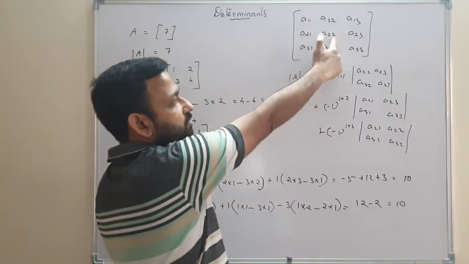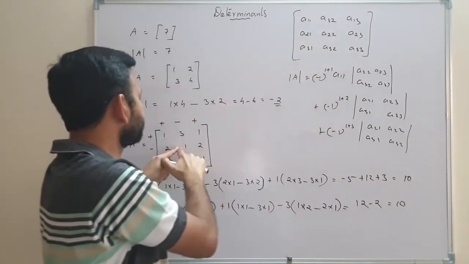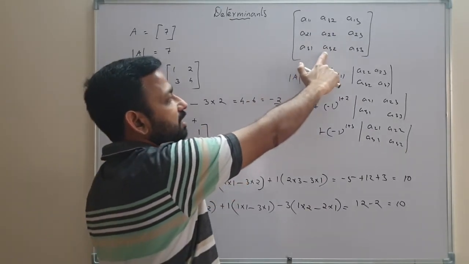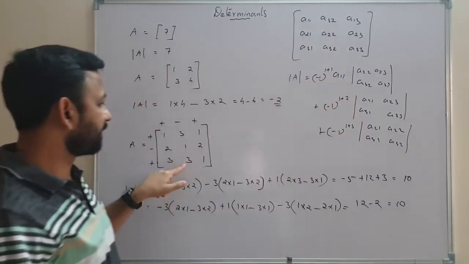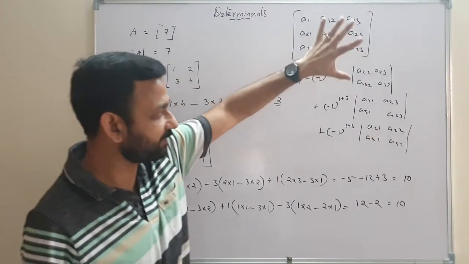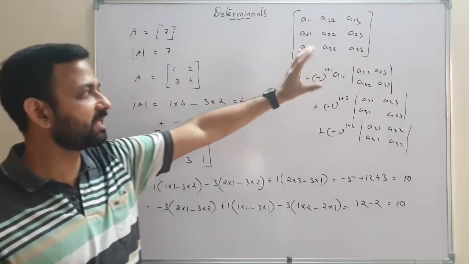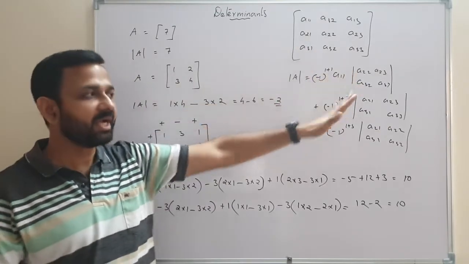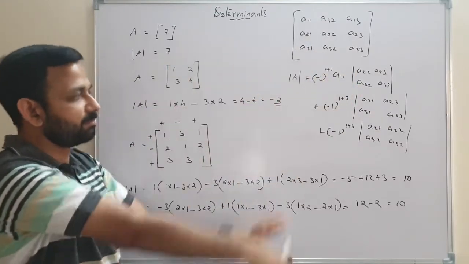Minus 1 raised to 2 plus 2, that is minus 1 raised to 4, positive. Minus 1 raised to 3 plus 2, that is minus 1 raised to 5, so it will be negative. So positive, negative, positive pattern. So the determinant is defined like this. But when we find a determinant, we don't write this formula, and no need to write that determinant symbol.